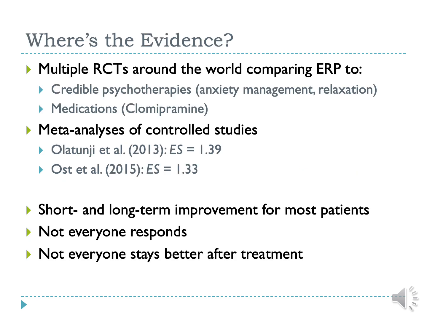And we have multiple randomized controlled trials all over the world showing that ERP is more effective than other credible psychological treatments, as well as more effective than medications. Meta-analyses show that exposure therapy for OCD has really large effect sizes. An effect size of 0.8 is large, and we're talking about effect sizes here well above 1.0. And for most patients, they see some short and long-term improvement. Not everyone responds, and not everyone stays better after treatment. And that's going to be important for what we're talking about today.